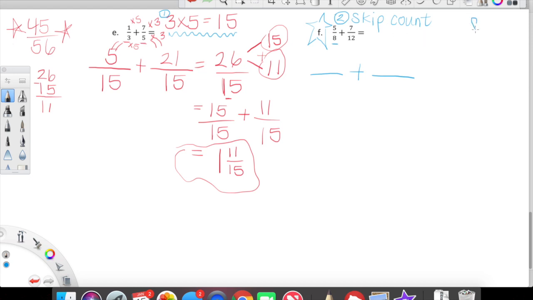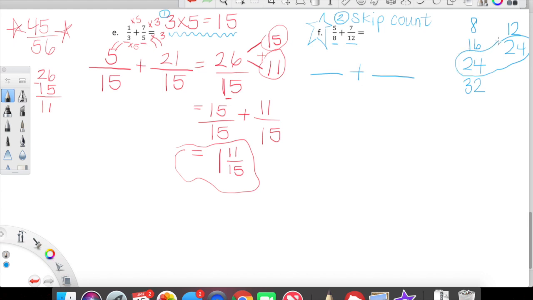Okay, so skip counting I love because I imagine skipping around, counting by 8s. 8 times 1 is 8. 8 times 2 is 16. 8 times 3 is 24. 8 times 4 is 32. I'm going to hang there. Now I'm going to skip count by 12. 12 times 1 is 12. 12 times 2 is 24. Oh, bingo. We've got a common number.